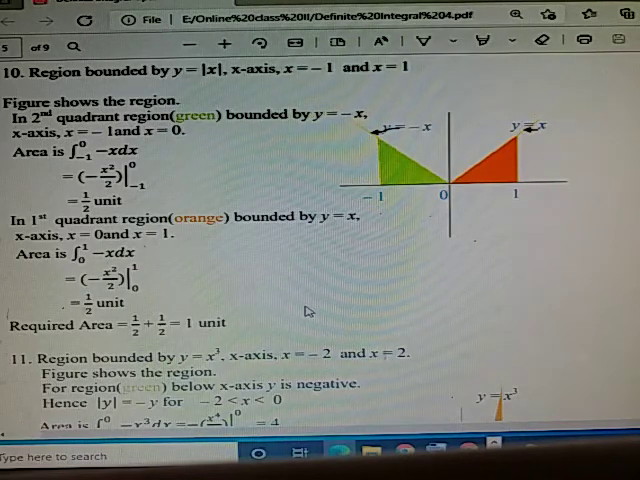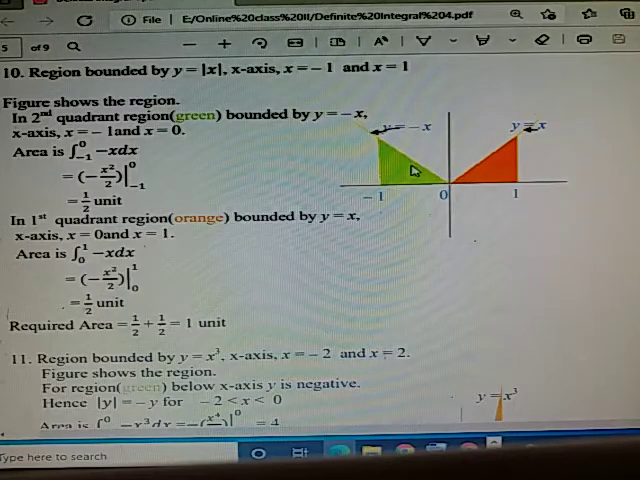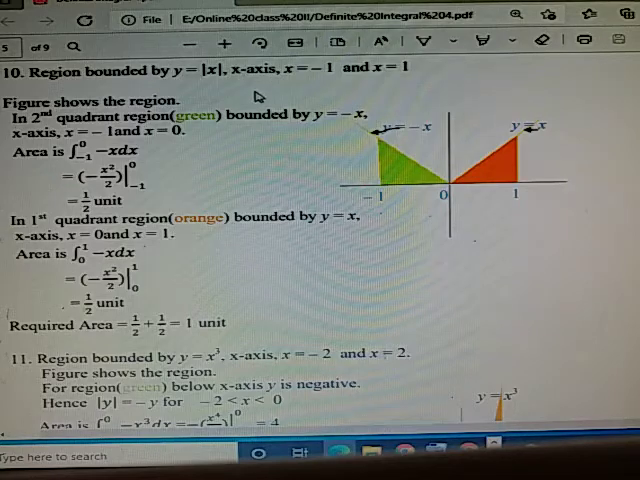Next one, bounded by y is equal to mod x, x equal to minus 1, x is equal to 1. Again we have to consider this mod x, because for mod x we don't have any formula for integration. So we are writing this mod x like this.